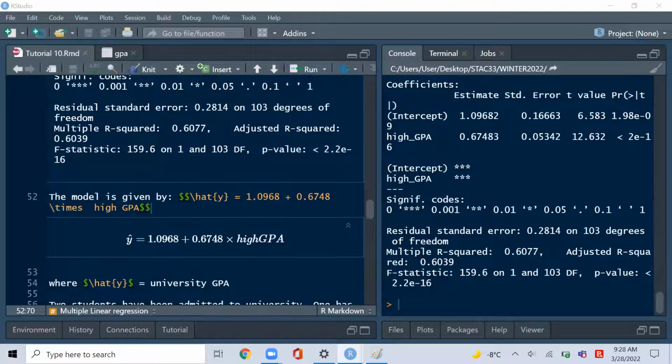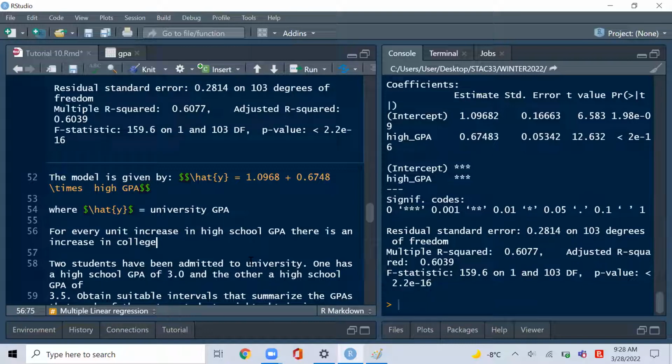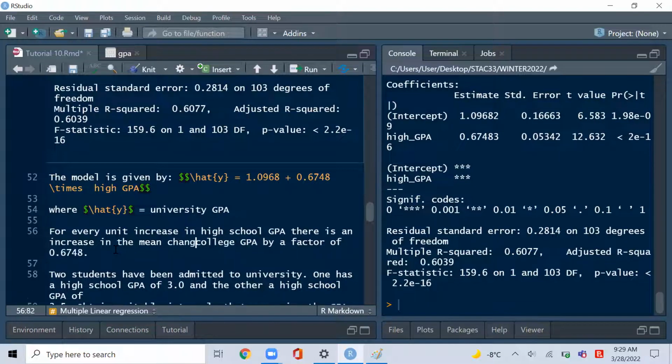So this is something that we will check for your interpretation. I'm actually grading the last assignment, so I'm going to check this myself. If you say something like the following: for every unit increase in high school GPA, there is an increase in college GPA by a factor of 0.6748, that's not right. You're not estimating y, you're estimating the mean change. So you have to make sure you note this. You're trying to estimate the expected value of yi, not yi itself. So if you put change in college GPA without saying mean change, it's certainly not correct.